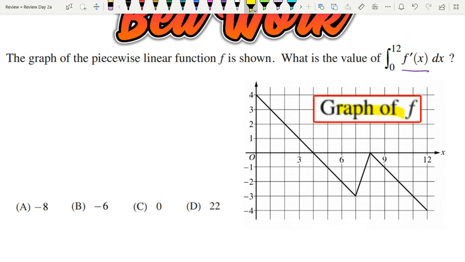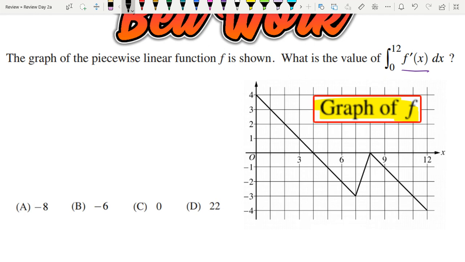It's a graph of f. It's asking you to find the area under the curve of f prime. So there's two different things you could do. I will do it one way, and then I was listening to Max talk to what he did, and he did a great thing as well. Let's look at this. This is the integral.